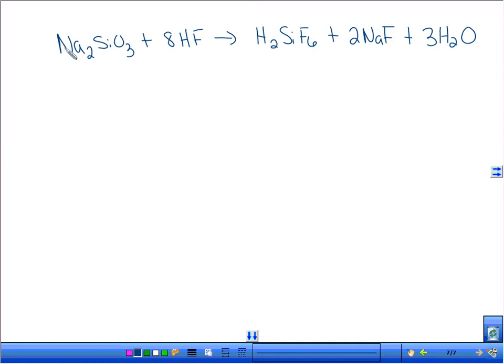So if we look at this equation, for every one sodium silicate here, I'm going to actually need 8 hydrofluoric acids. I'm going to get 1 of this product and 2 of this product and 3 of this product. And that's really all stoichiometry is. We use stoichiometry if I had 8 grams of hydrofluoric acid and I wanted to know how much water was going to get produced in this reaction. That's why I use stoichiometry.